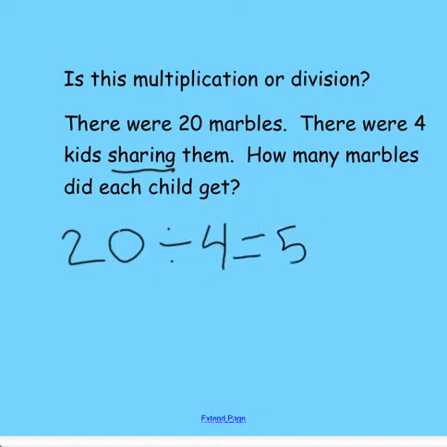How many did each child get? The answer here would be 5. But the question says, is this multiplication or division? I didn't actually need to solve the problem. What I needed to do was tell if it was multiplication or division. This is division, starting with a big number of marbles and breaking it down into these 4 small groups.